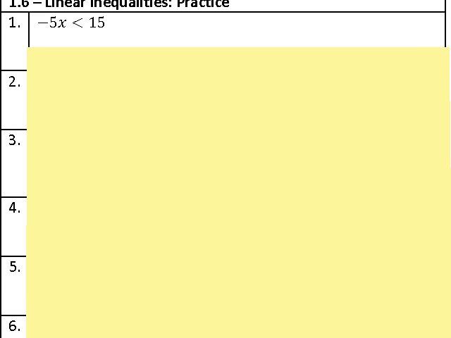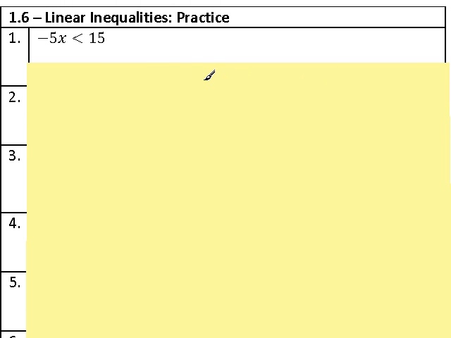In number 1, we have a linear inequality, and we're going to solve for x, and we have to divide both sides by -5. And now we remember the rule that when we divide both sides of an inequality by a negative, we change the direction of the inequality symbol. All right, so that here we have x is greater than -3.